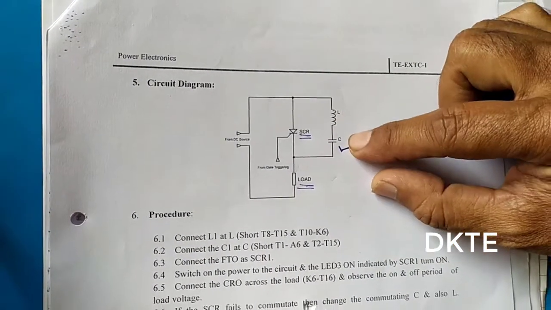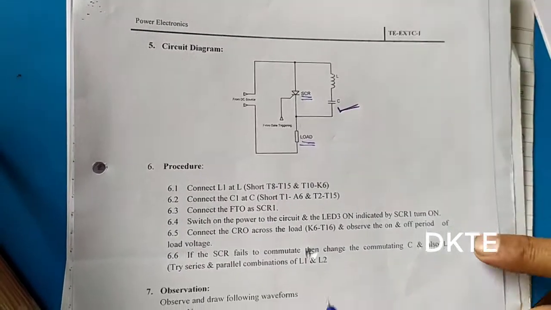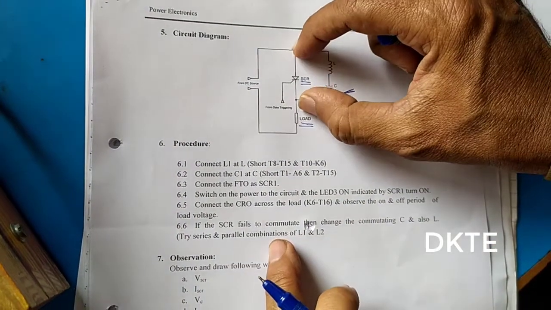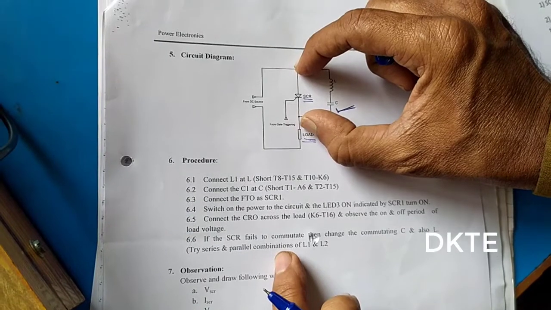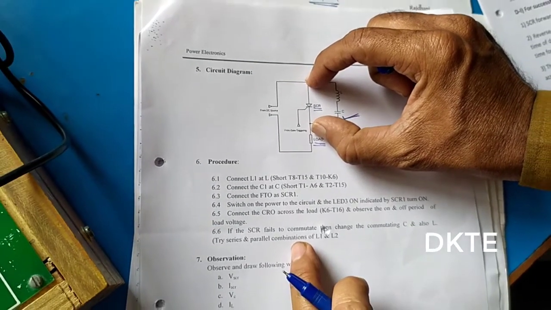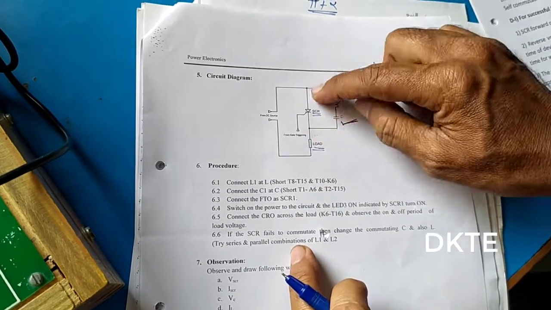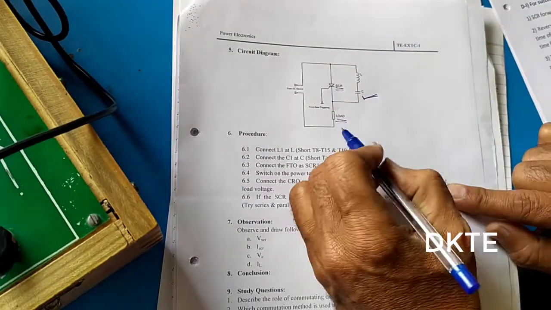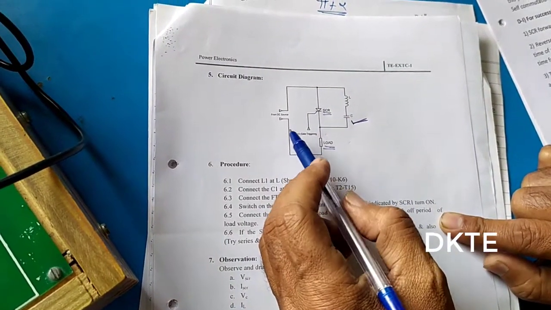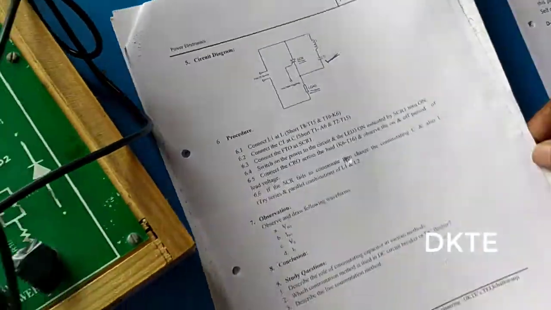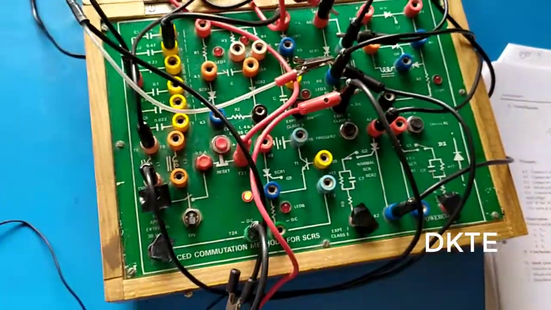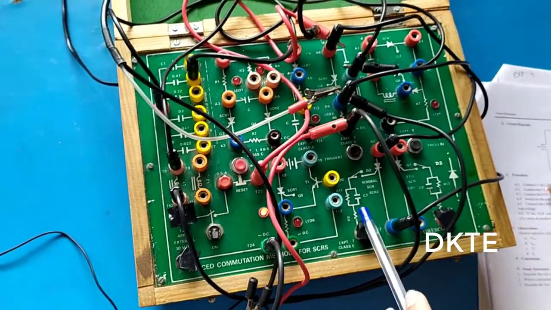These L and C are the commutation components, and they generate pulses. Due to these pulses across the SCR, the main conducting SCR is turned off through the load, and then the SCR is turned off in this DC power supply. You can study that circuit in this network. These are the commutation network circuits.